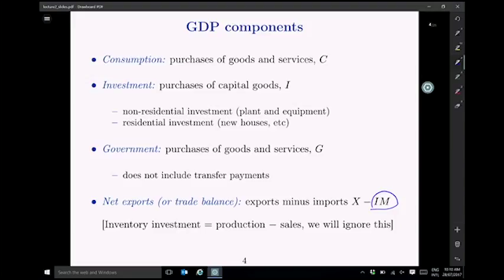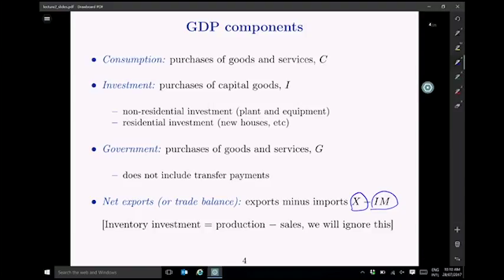And also, what if foreigners want Australian goods? Like these Australian UGG boots, they are really popular, right? If foreigners purchase these Australian goods, of course, this is part of the production within Australia, but it's not accounted for yet in consumption, investment or government spending, right? That's why we need to add exports when we think about Australian GDP.